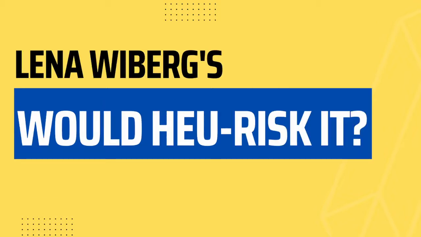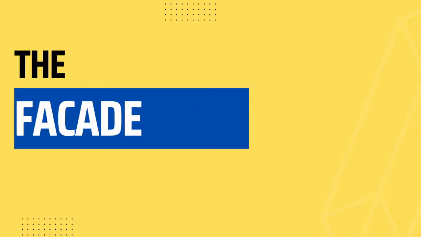The second set of heuristics I would like to go into is from Lena Wiberg's book, Heuristics. I will also link this in the description box below. One heuristic would be the facade. What looks alright in the user interface does not necessarily mean things are behaving correctly.